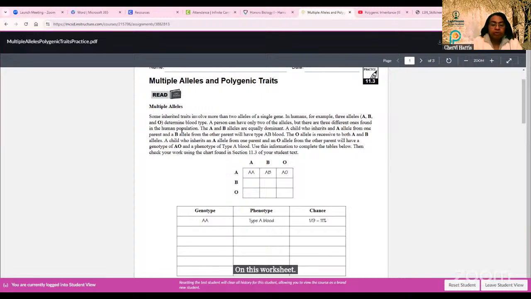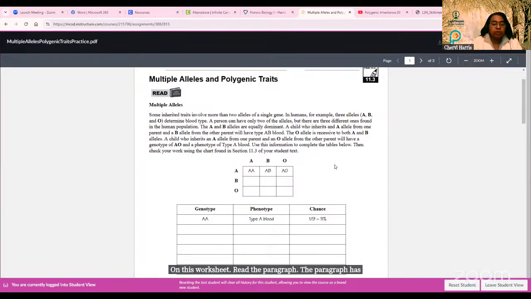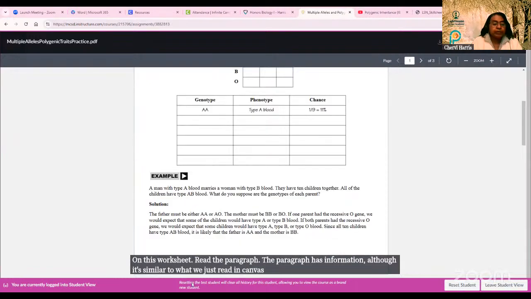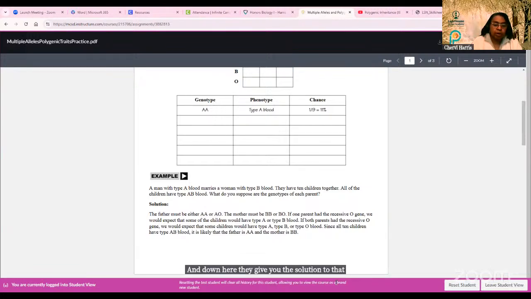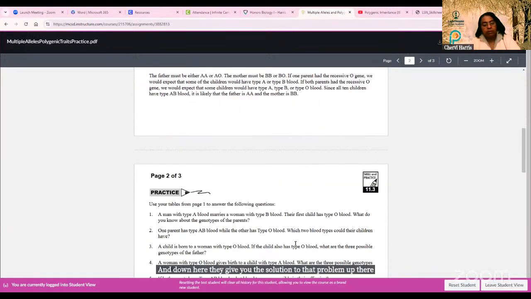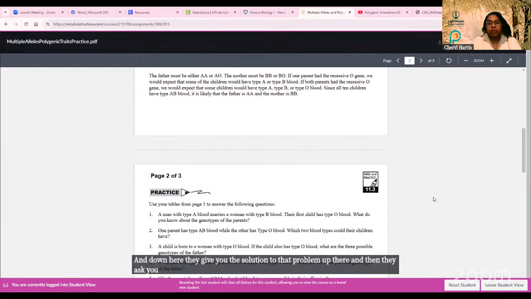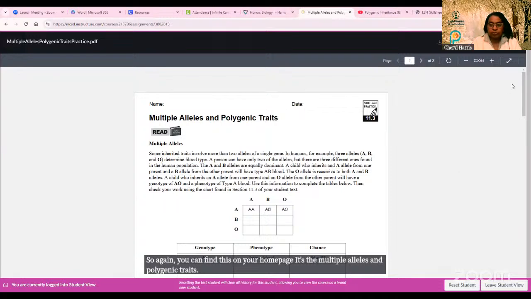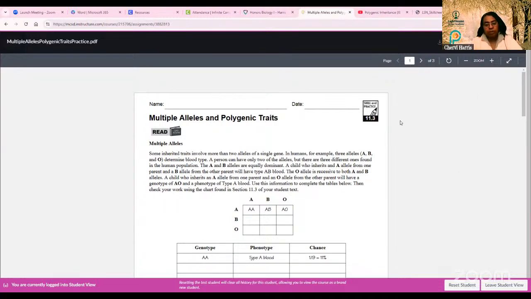Read the paragraph. The paragraph has information, although it's similar to what we just read in Canvas, but do read. And down here, they give you the solution to that problem up there, and then they ask you the other questions. If there are any questions, please ask. All right, so again, you can find this on your homepage. It's the multiple alleles and polygenic traits. Finish the first one, and then this one will be the second one.